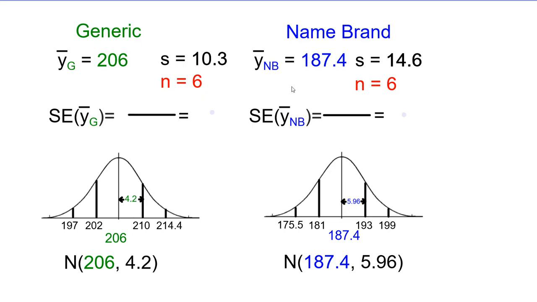Let me go back. So next thing we want to know is what is the standard error for each of these different samples. We'd find the standard error by taking the standard deviation of the sample, which is going to be 10.3, divided by the square root of n, which would be the square root of 6. And if we put that in the calculator, we'll get 4.2. I'm not going to put the other one in the calculator because I'm going to save us time. It's exactly the same thing. Notice that we have a larger standard error for the name brand, and that's because there was a larger standard deviation for the population.